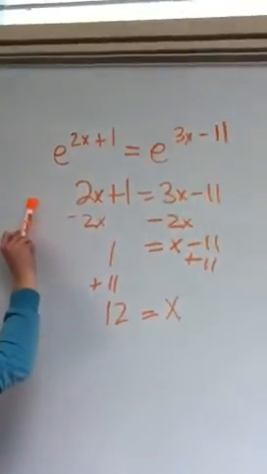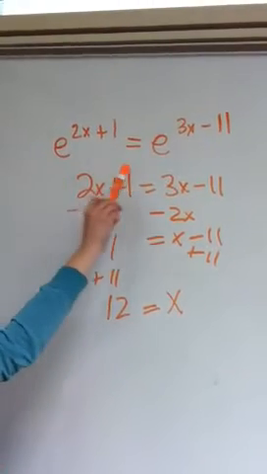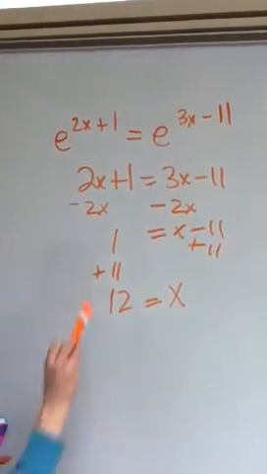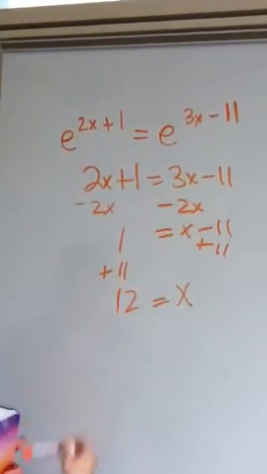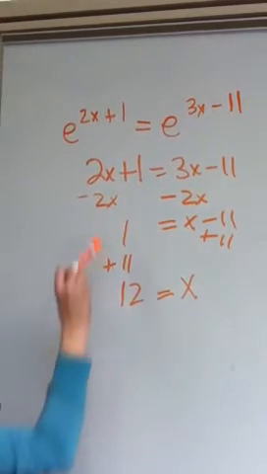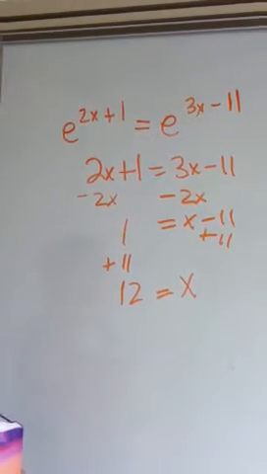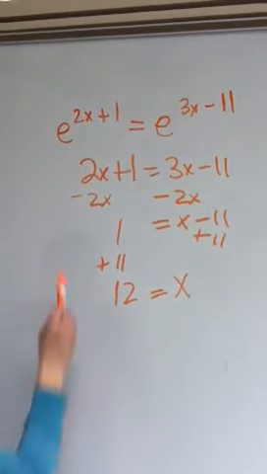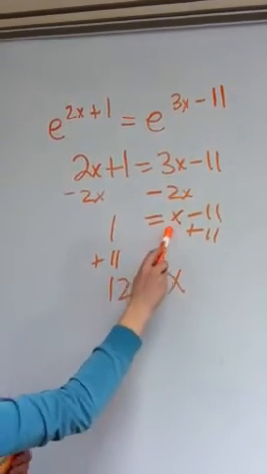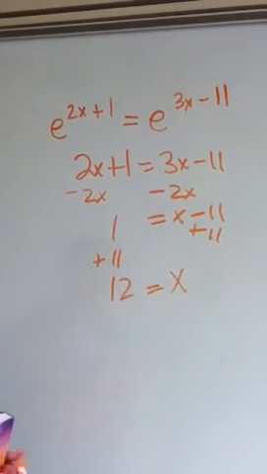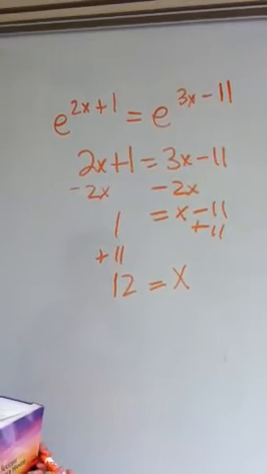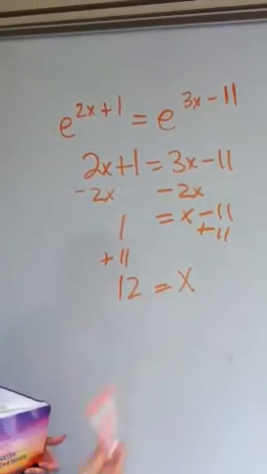For this one, we have e to the 2x plus 1, which is equal to e to the 3x minus 11. They already have equal bases, so you don't have to worry about changing anything, and you can just bring down the exponent. You get 2x plus 1 equals 3x minus 11. I subtract the 2x from each side, so then you get 1 equals x minus 11. So then I added the 11 to the other side, so you can get x by itself, and you get 12 equals x.